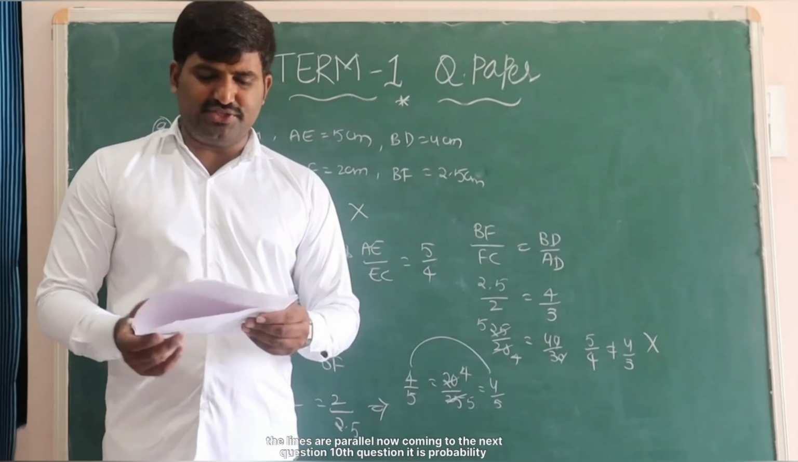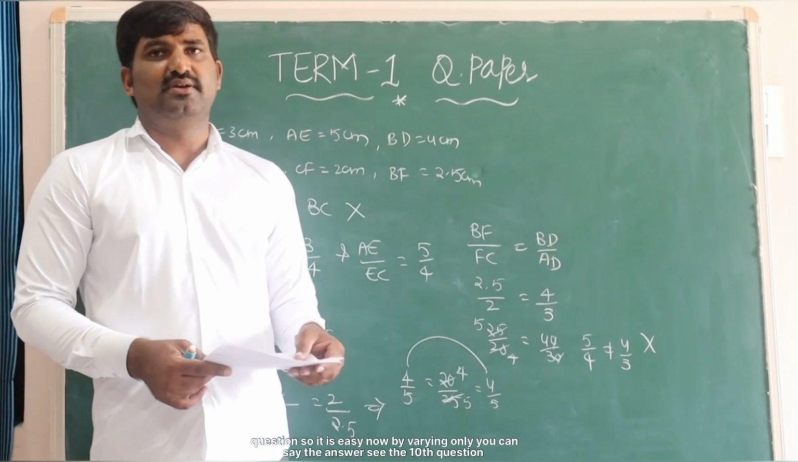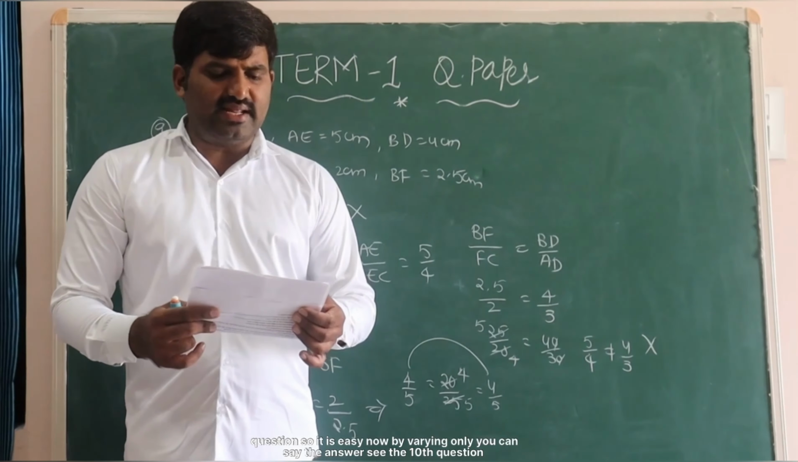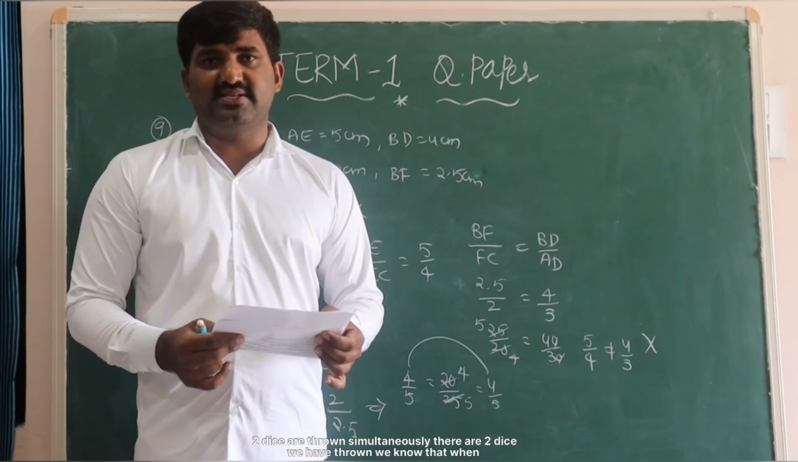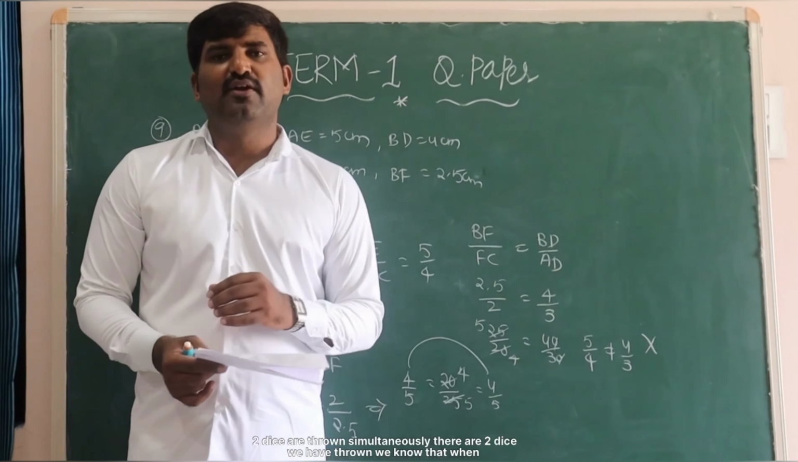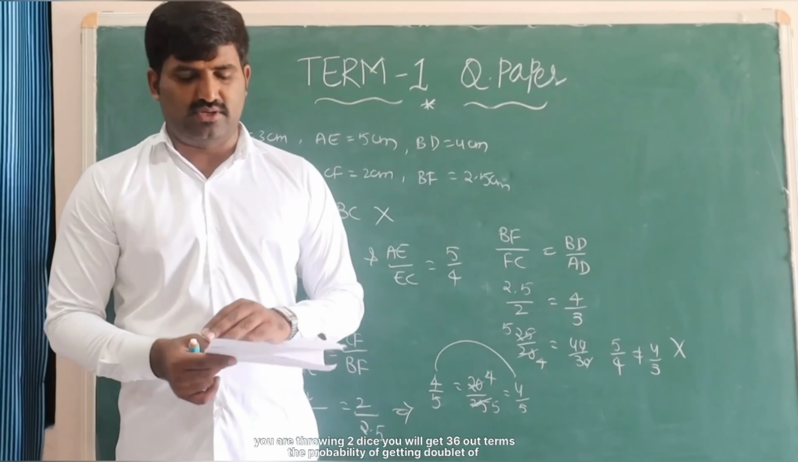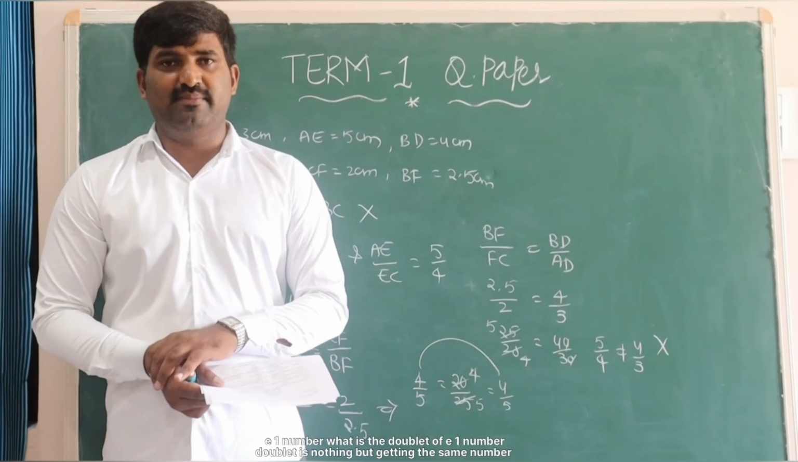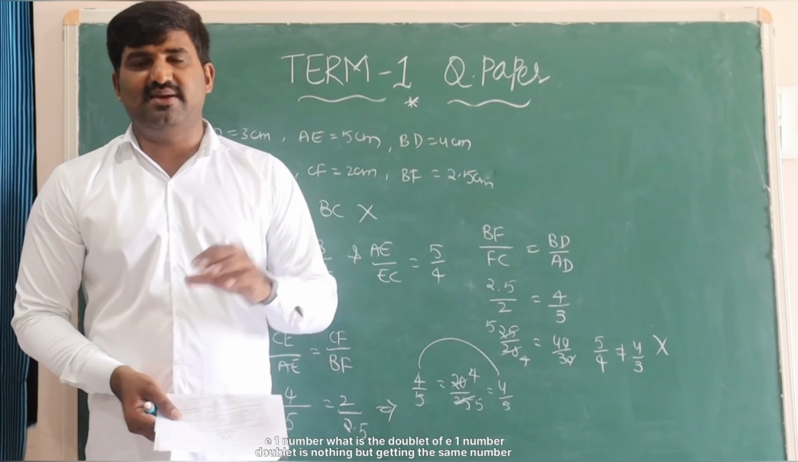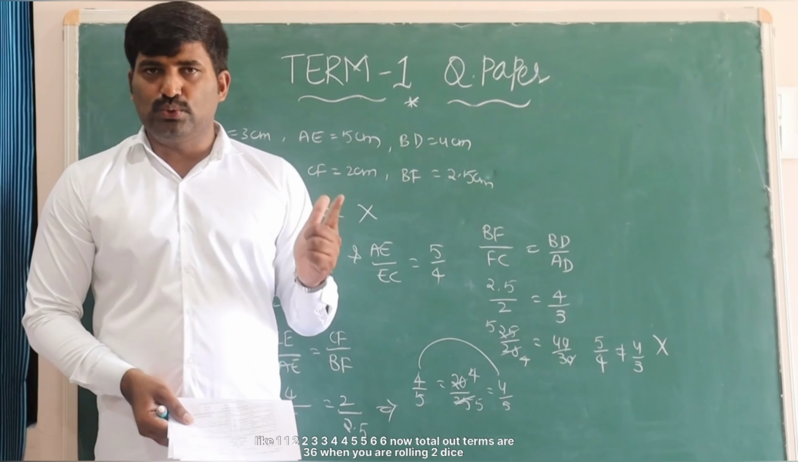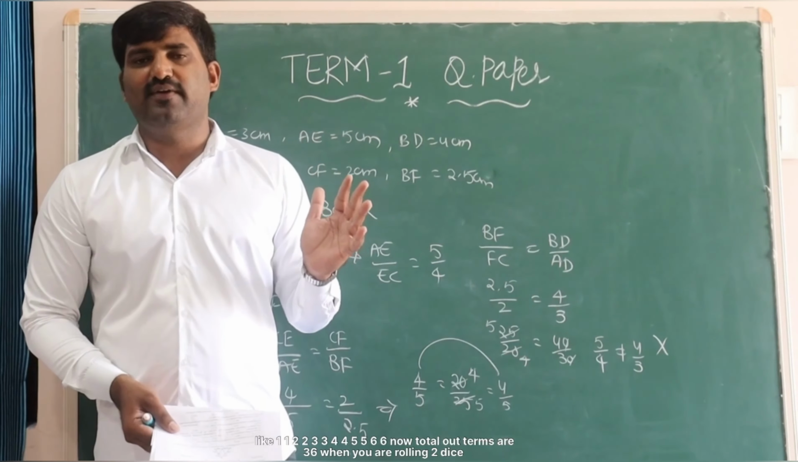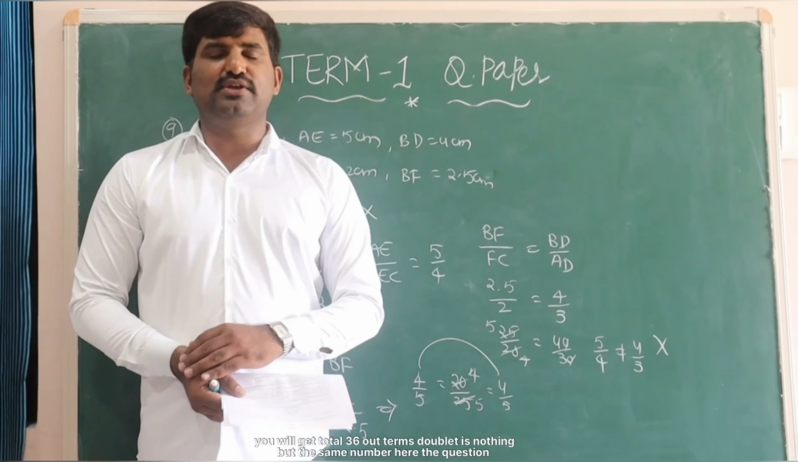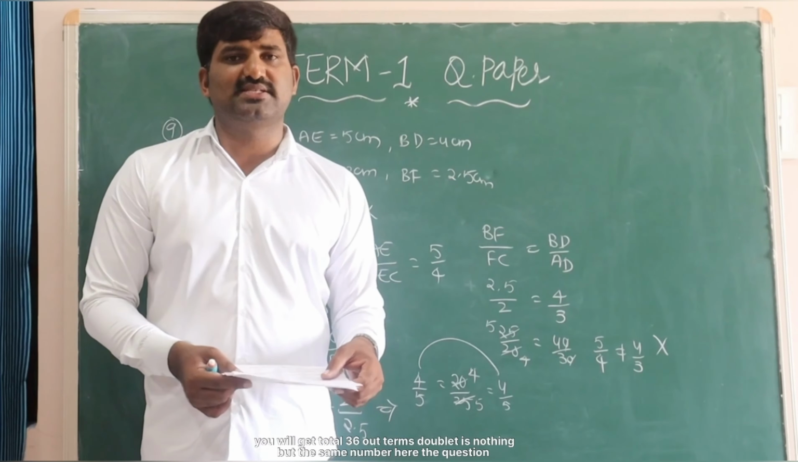Now coming to the next question, the 10th question. It is a probability question, so it is easy; by reading only you can say the answer. Two dice are thrown simultaneously. We know that when you throw 2 dice you get 36 outcomes. The question asks the probability of getting a doublet of even number. A doublet is nothing but getting the same number, like 1 1, 2 2, 3 3, 4 4, 5 5, 6 6. Total outcomes are 36.